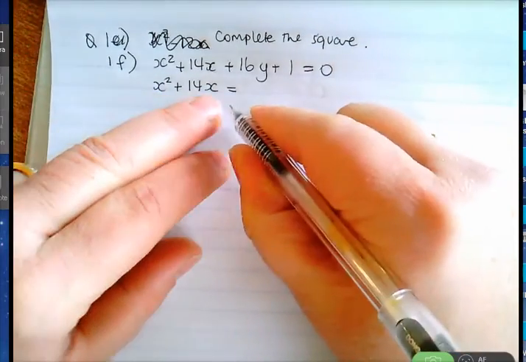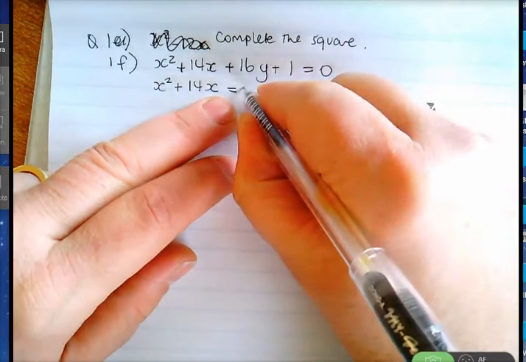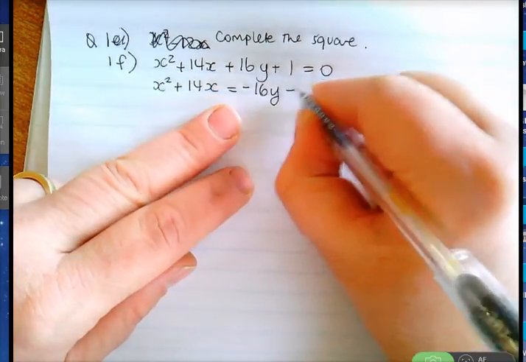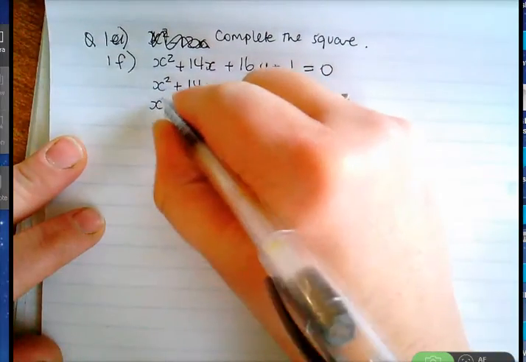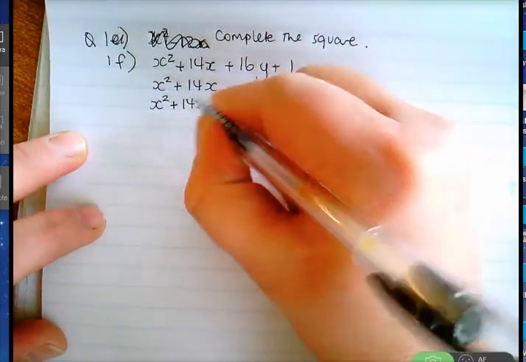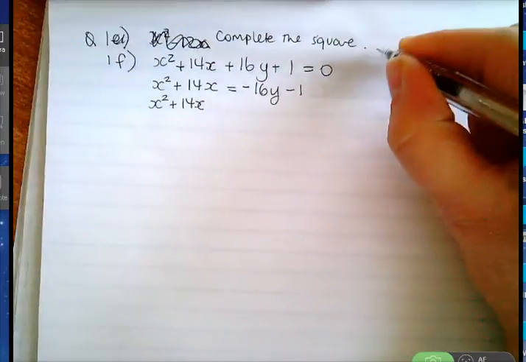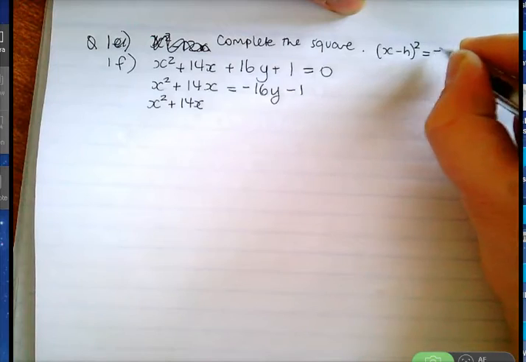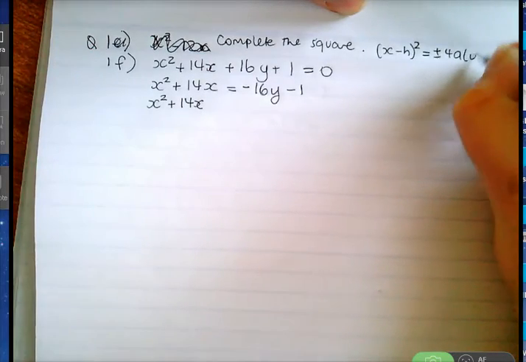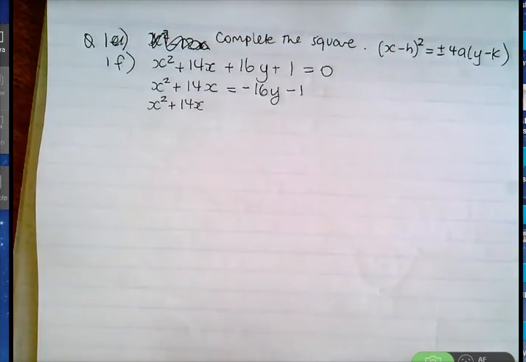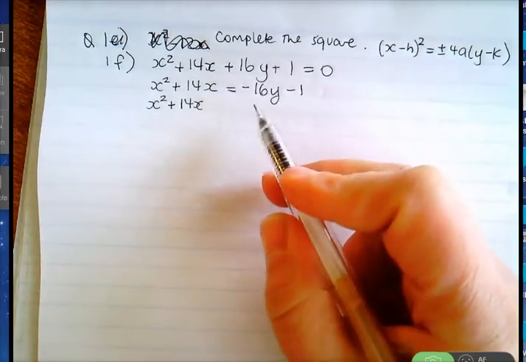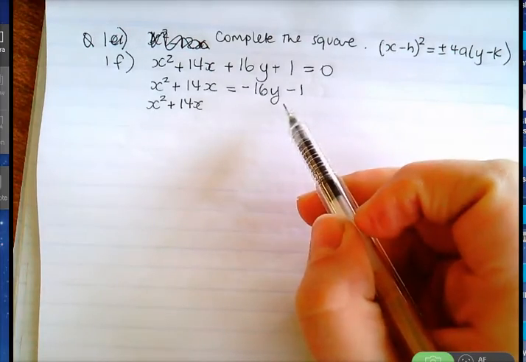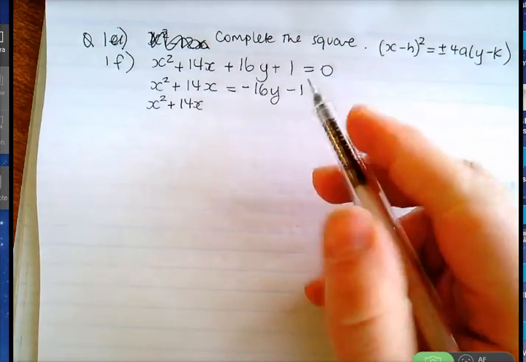So we've got x squared plus 14x equals minus 16y minus 1. Then we complete the square on the x squared and the x term, so that it looks like this: x minus h squared is going to either be positive or negative 4a y minus k. We'll get one of those. Now, can you tell which type we're going to get already? Yep. There's a negative in front of the y, so you're going to get the negative type.